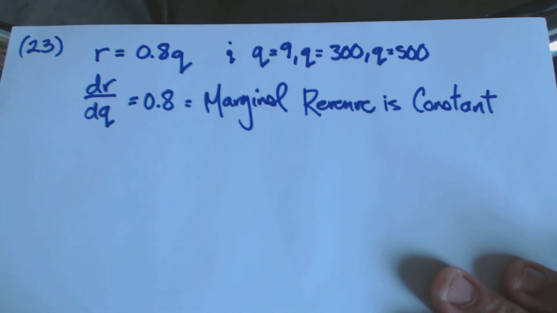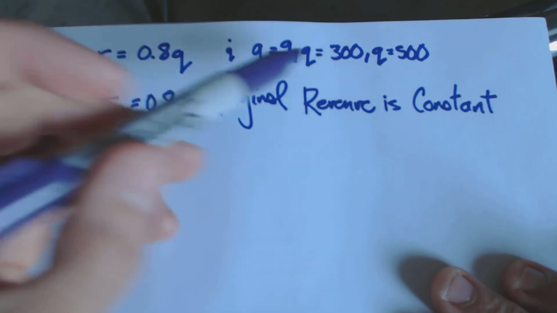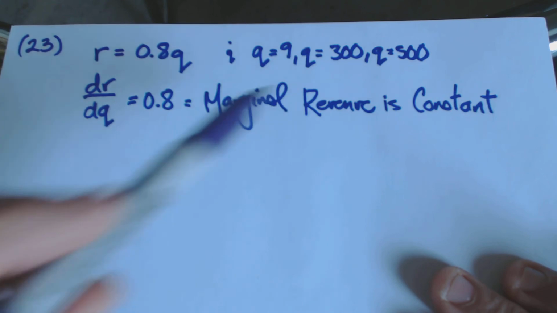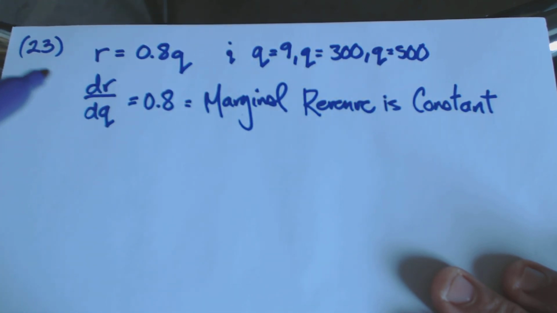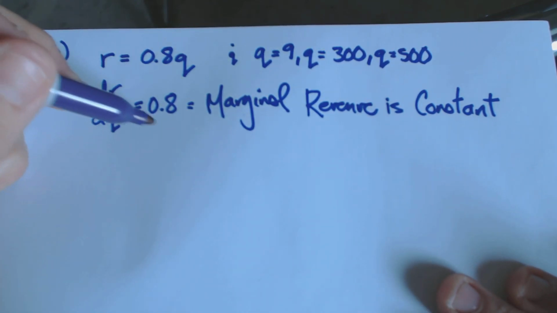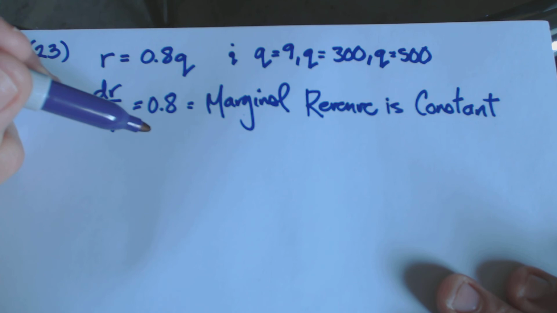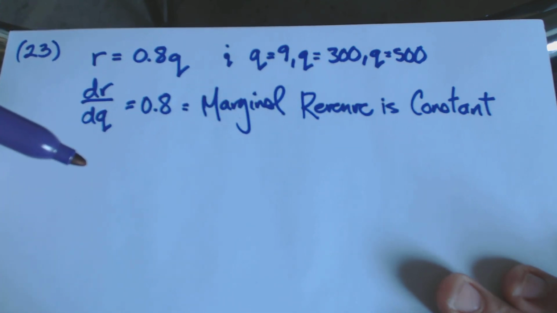And that is why their marginal revenue is constant, and that is why, regardless of their output decision, their output level, their marginal revenue, the revenue they gain from selling one more unit of output, is going to be constant. So selling one more unit of output will generate 80 cents worth of revenue, regardless of the level of output they choose.